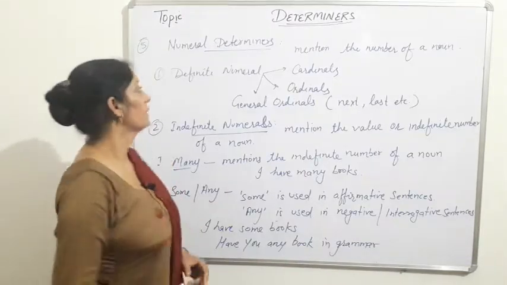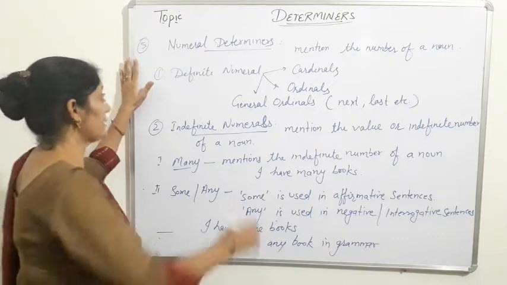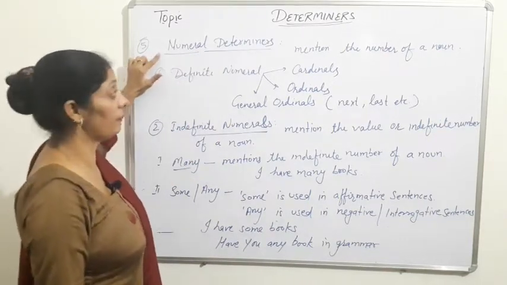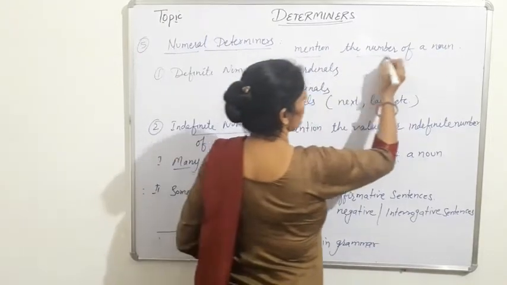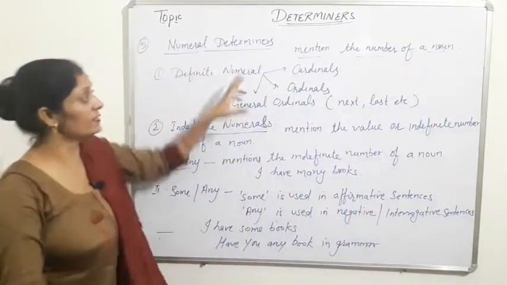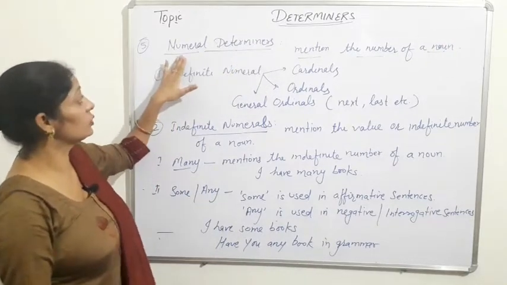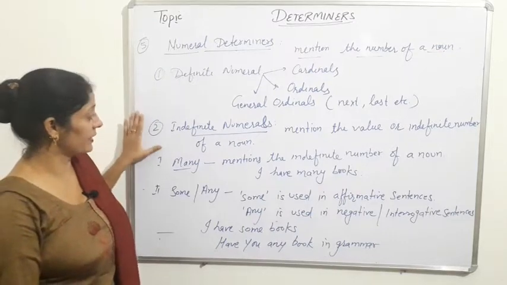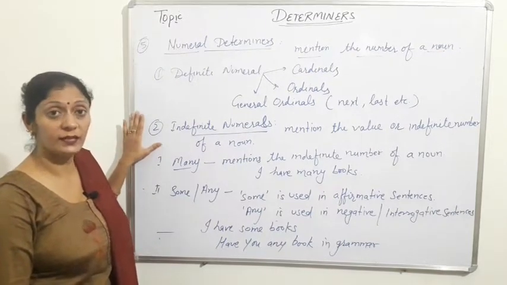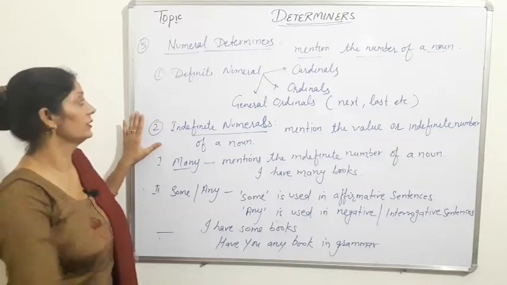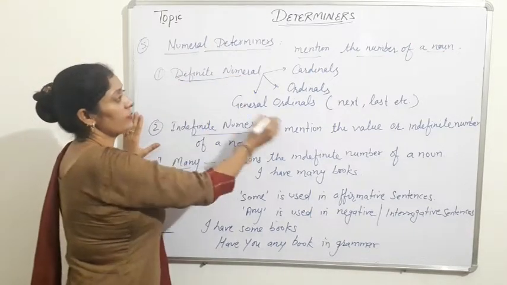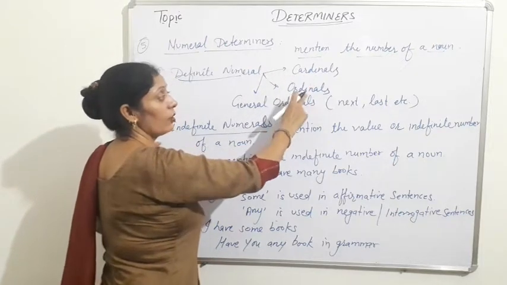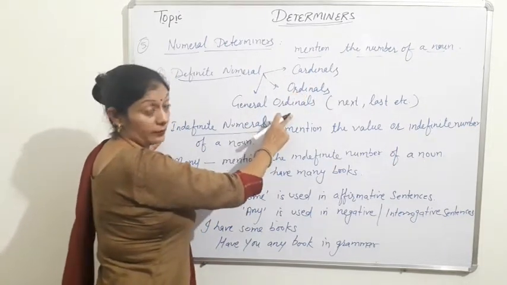Okay. Now the last type of determiner is numeral determiners. Numeral means which show number. They mention the number of a noun. It tells us about the number. These numeral determiners are of 3 types. First one is definite numeral, second is indefinite numerals, and the third is distributive. First one, definite numeral, is also of 3 types. Cardinal is there, ordinal is there, and general ordinals.